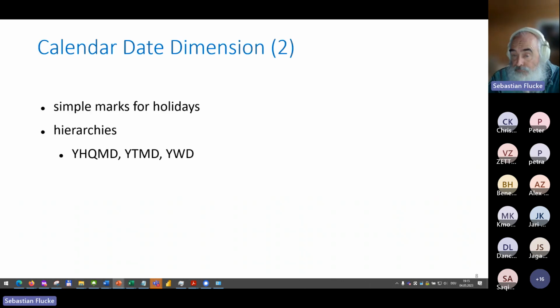Okay, simple marks for holidays. As I already mentioned, another point which is quite important for reporting is to create hierarchies. One usual hierarchy is the year, half year, quarter, month, day hierarchy. Another not so usual one is the year, trimester, month, date hierarchy. In that case, the year is split up into 3 parts, and every part has 4 months. Another one is year, week, day.